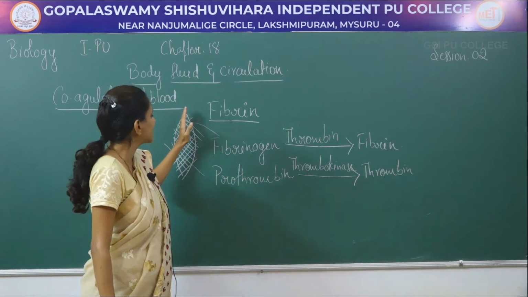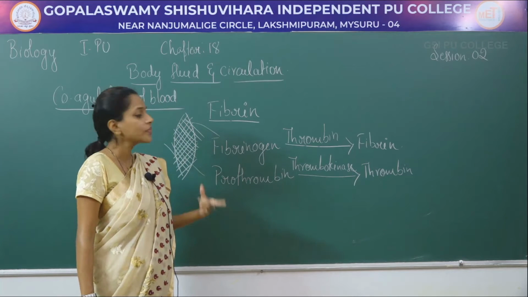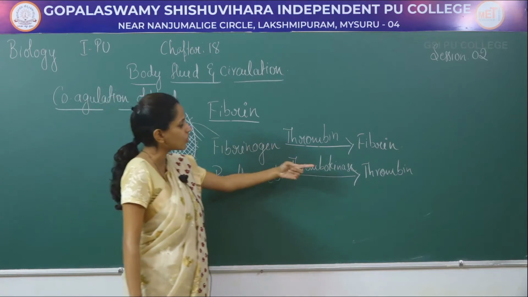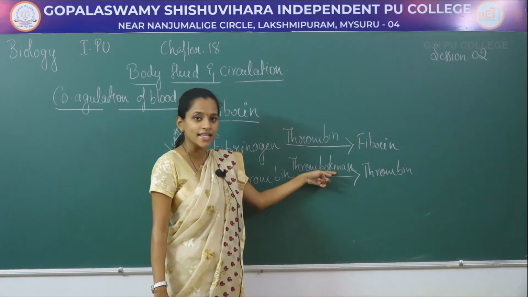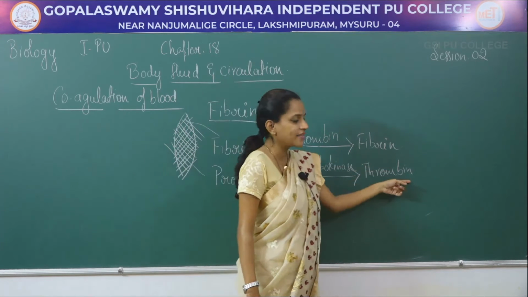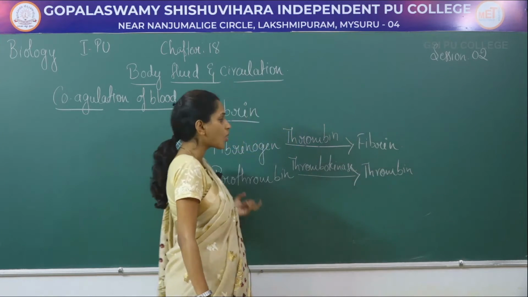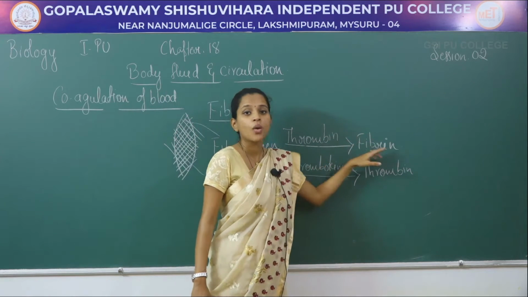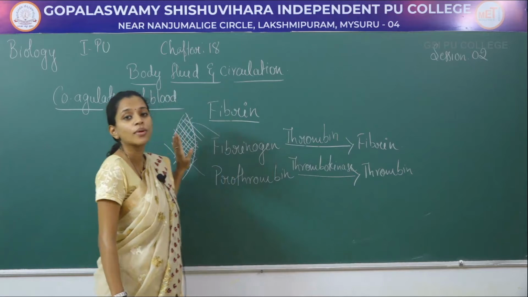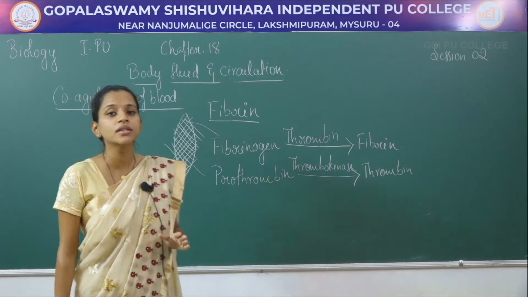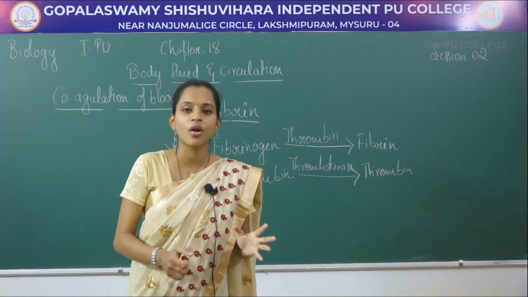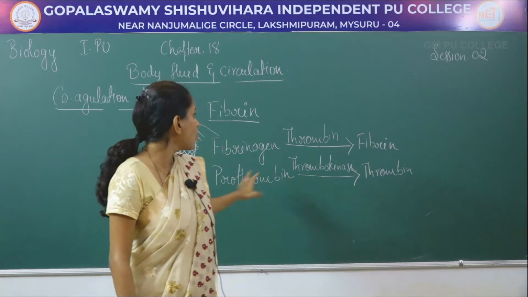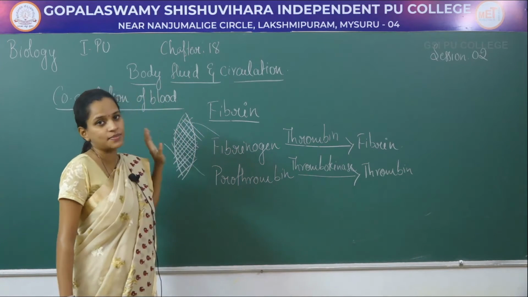When there is a tear or a cut in the body, prothrombin gets activated in the presence of the thrombokinase enzyme. Once activated, thrombin acts on fibrinogen to activate it into fibrin. Once the fibrin is formed, it forms a network, stops the blood from flowing and clots the blood. It is also called coagulant. So, that is how coagulation of blood takes place.